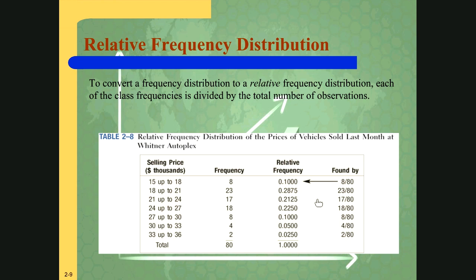And what you can say is, okay, I'm going to look at the highest one. So the cars that were between 18,000 and 21,000 sold 28.75% of the total number of cars sold. Does anybody not see that? Because what you're looking at is relative to the total, which group sold the most cars? Okay, any questions about that? No questions? Okay.